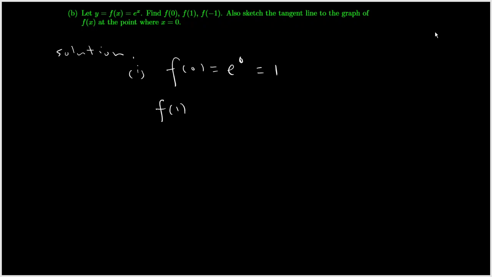The value of the function at 1 is e to the power of 1, which is e. And then the value of the function at -1 is e to the power of -1. You do not have to convert the numbers to decimals. You can just give me the answer like 1 over e. It's perfectly okay.